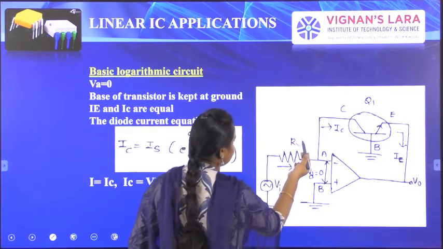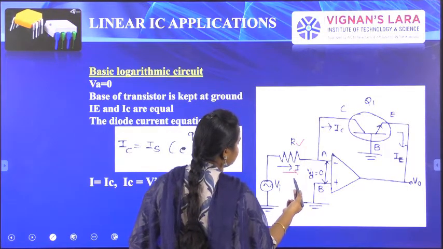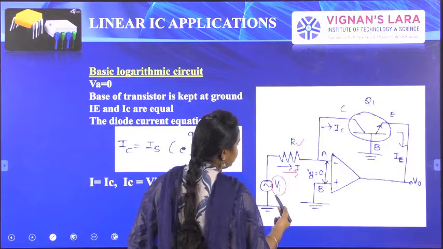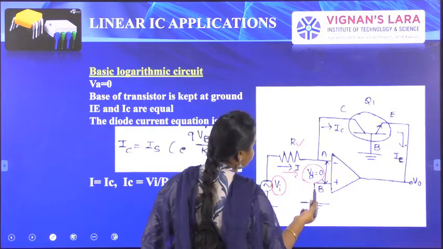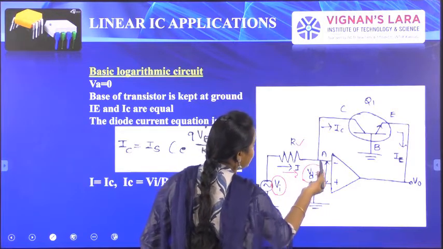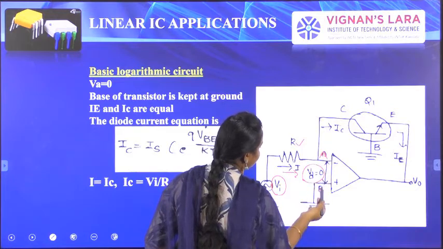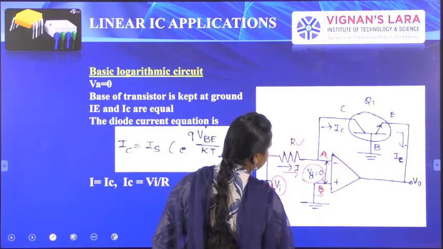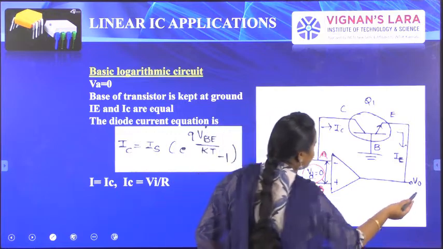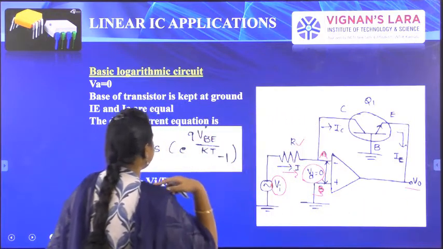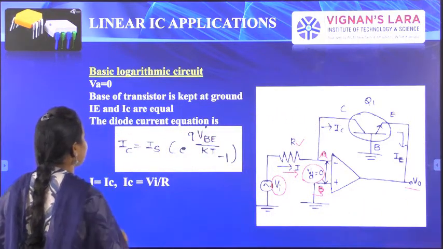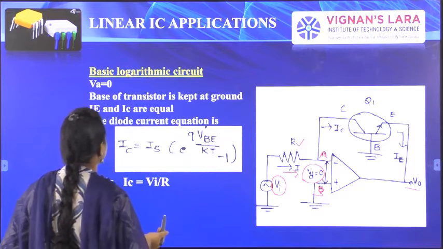R is the resistor, and the current flowing through this is I, and VI is the input, and VD equals 0 is the difference between the two input terminals. A is the node at the inverting terminal, and B is the node at the non-inverting terminal, and V0 is the output here. This is the simple network for designing the equation.